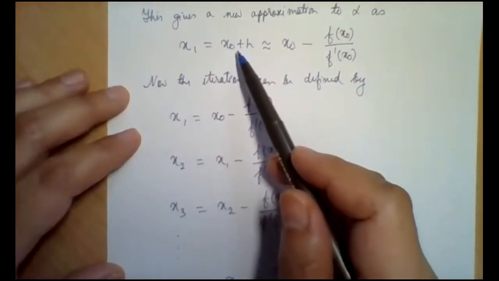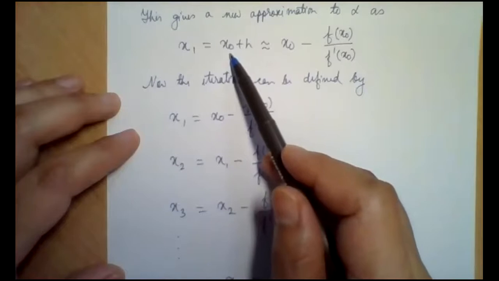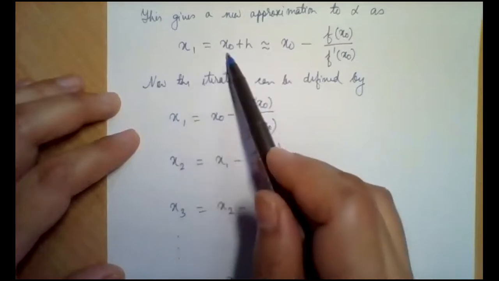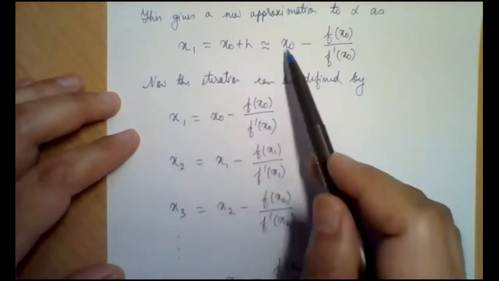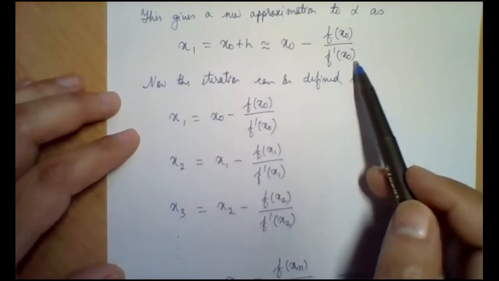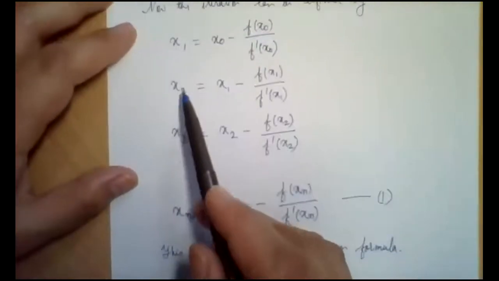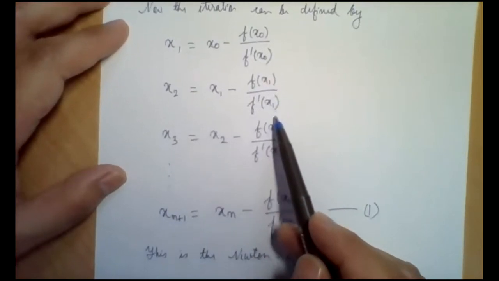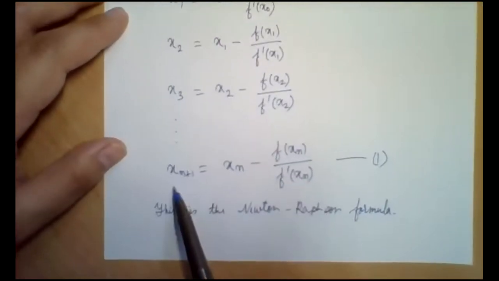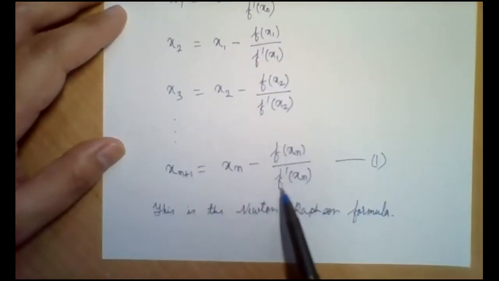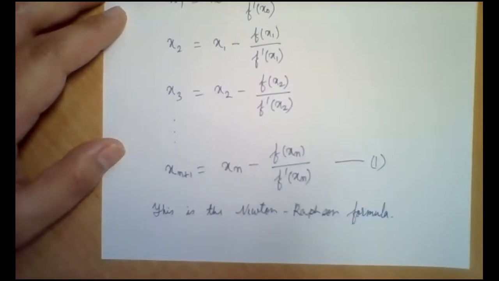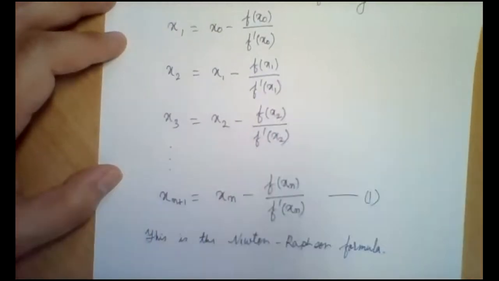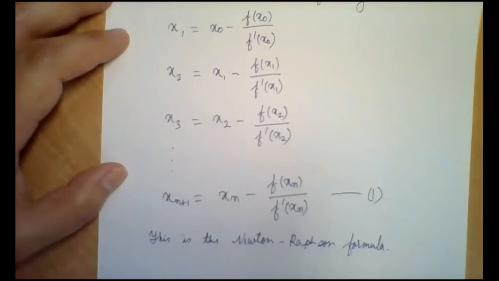x1 is closer to the exact root than x0, and x1 minus f of x1 divided by f prime x1 gives a more accurate root. Ultimately, x of n plus 1 equals x of n minus f of xn divided by f prime xn. So this is how we use the Newton-Raphson iteration formula. Let us look at one example of this.